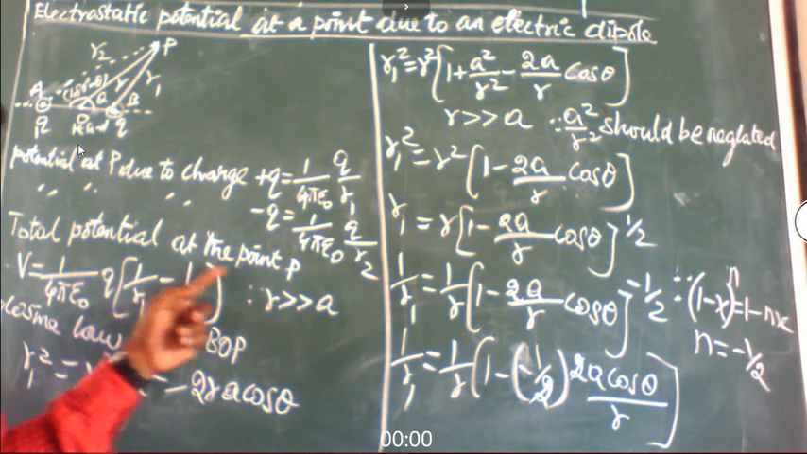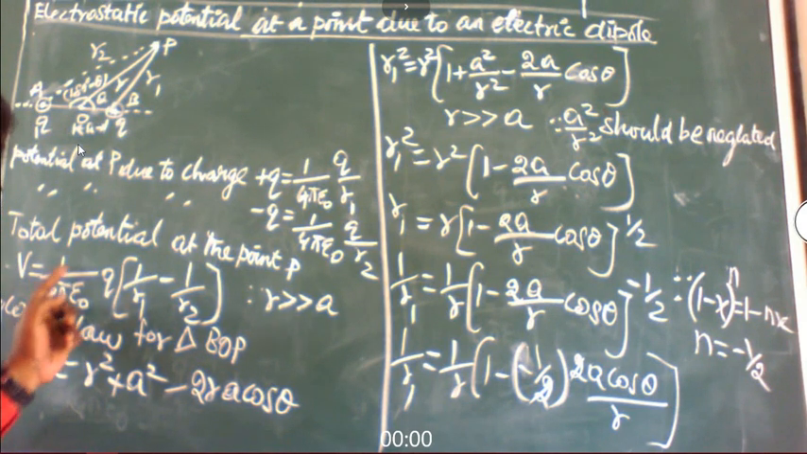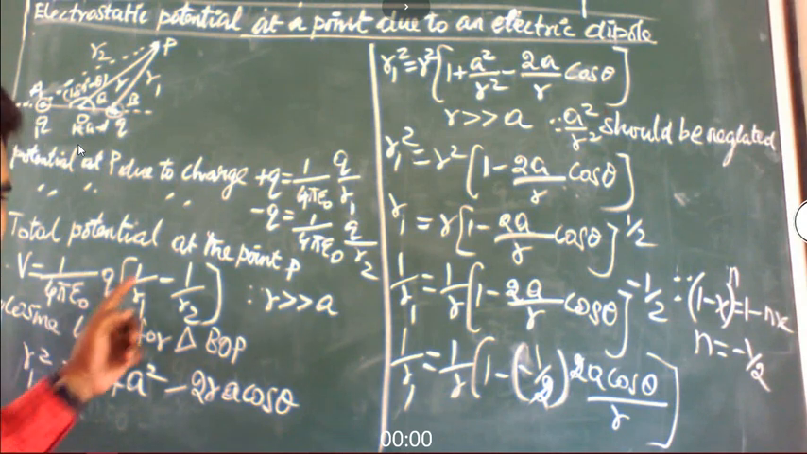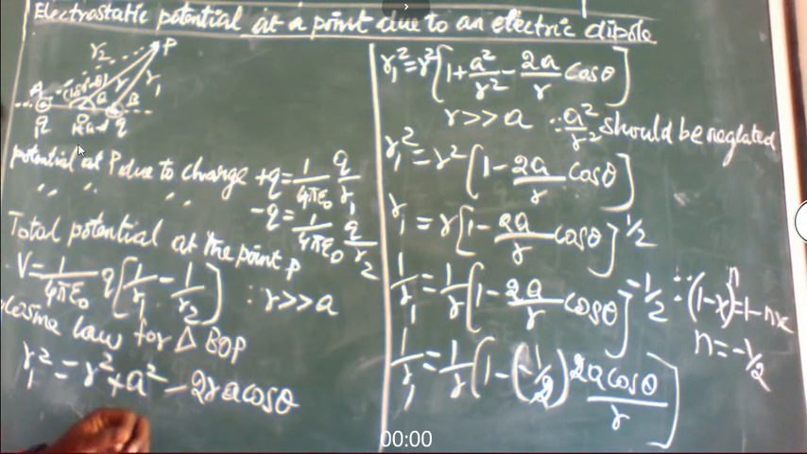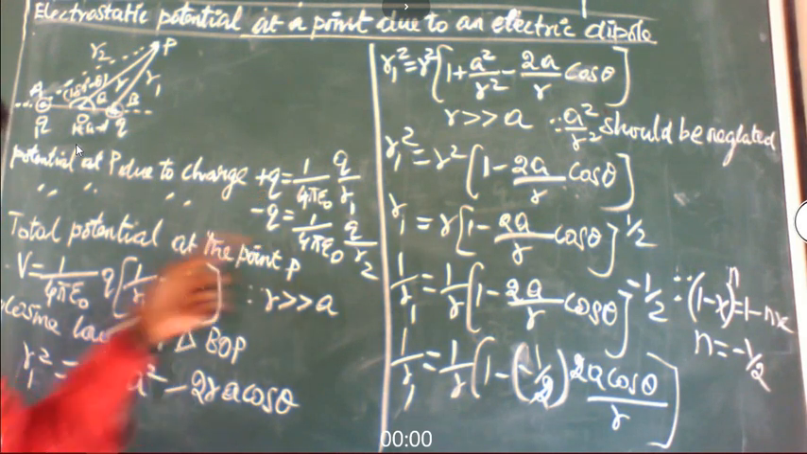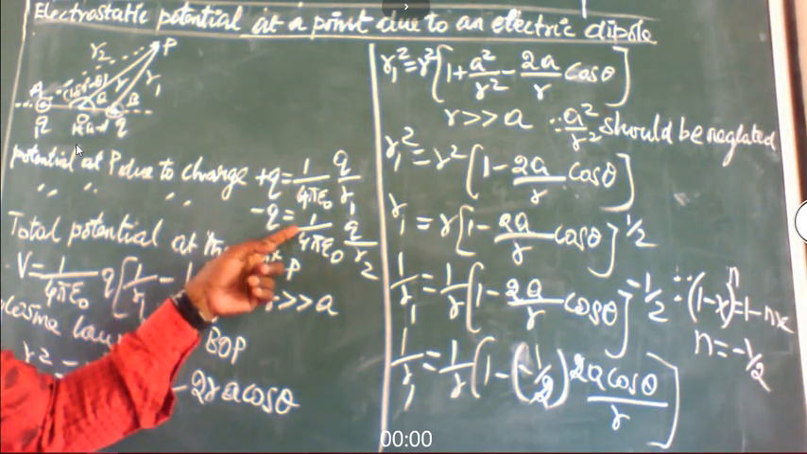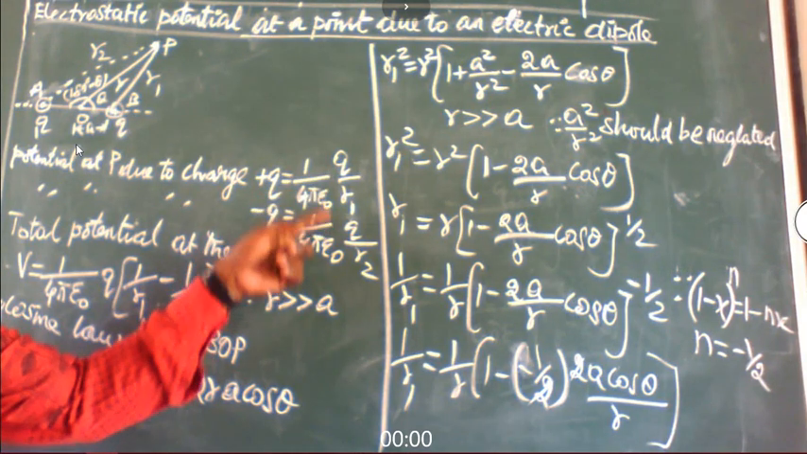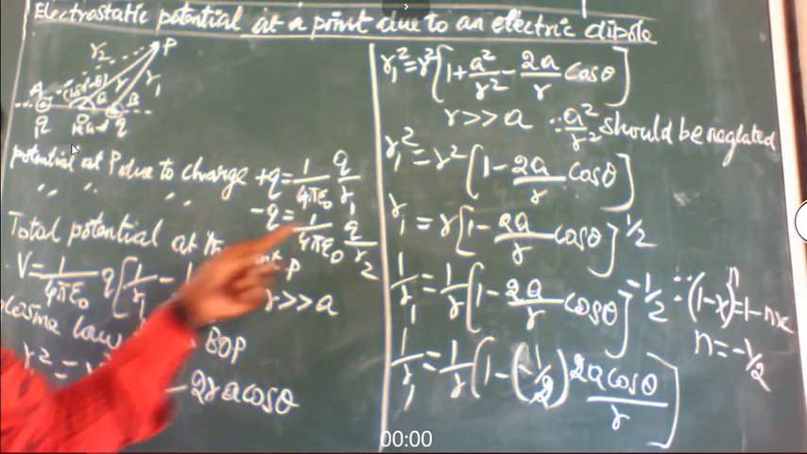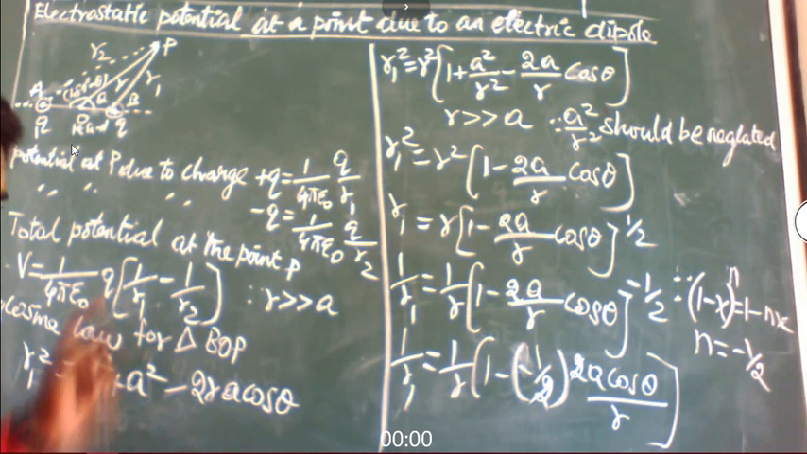Now let me calculate the total potential at the point P. V represents the total potential at the point P. V is equal to 1 by 4 pi epsilon naught Q into 1 by R1 minus 1 by R2, because adding these two equations, we get the total potential. Remove the common value 1 by 4 pi epsilon naught Q; then adding these two equations, we get 1 by 4 pi epsilon naught Q into 1 by R1 minus 1 by R2.